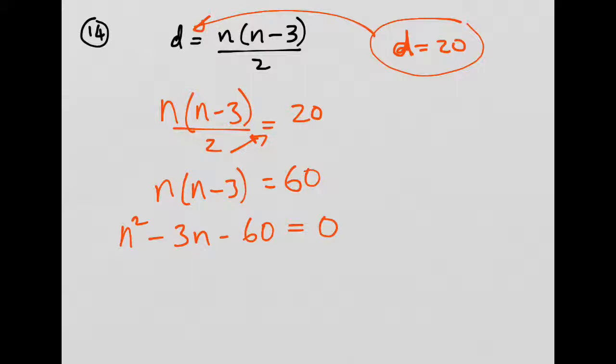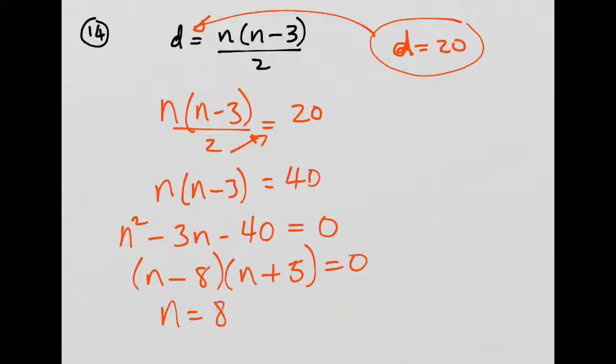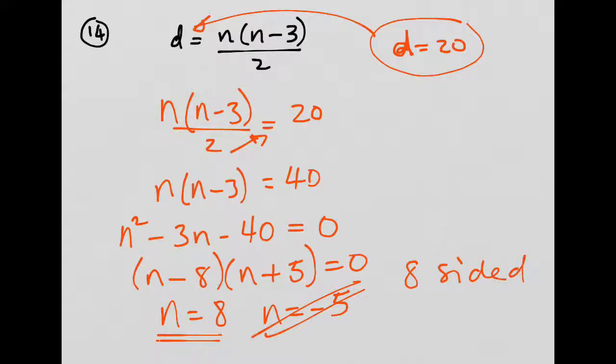Yes and no, when did 2 times 20 become 60? You're right, just a wee slip there guys. It is equal to 40, which can be factorised into n minus 8, n plus 5, giving you an answer of n is 8 or n is negative 5. Now we need to ignore the negative 5. It's impossible to have a shape with negative 5 sides. So your answer is an 8-sided shape or an octagon.